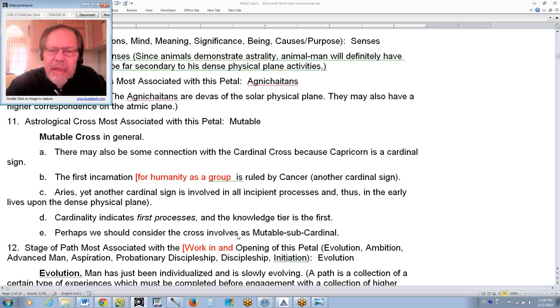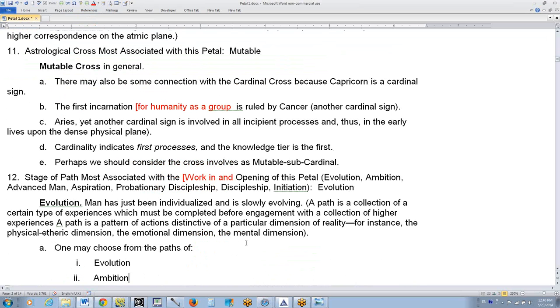And a path is a collection of a certain type of experiences, which must be completed before engagement with a collection of higher experiences. A path is a pattern of actions distinctive of a particular dimension of reality. For instance, the physical etheric dimension, the emotional dimension, the mental dimension. So that's, for me, one of my definitions of a path. We tread the path, meaning we engage in certain types of activities at certain levels with a certain effect if all things are properly handled.